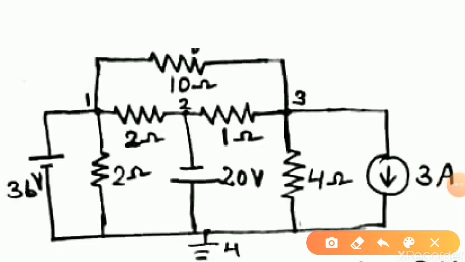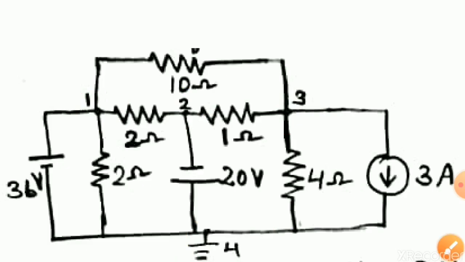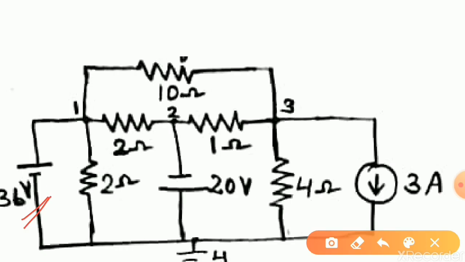So the circuit here has got 4 node points in them, that is node 1, node 2, node 3 and node 4 as reference node, whose value is 0. We can see here node 1 has got a voltage source of 36 volt connected to it. So V1 can directly be written as V1 is equal to 36 volt.